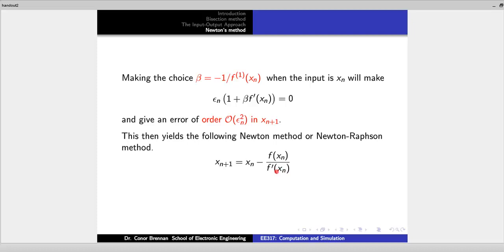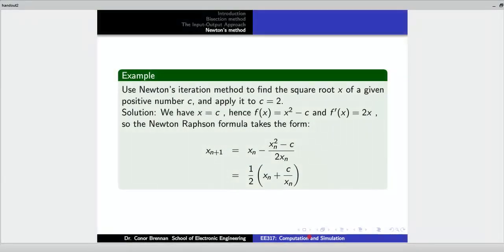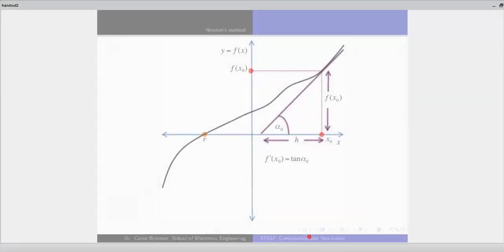Even if this is only very, very small, if it's close to 0, this would be a very large number. And the correction step from xn would be huge, and you go flying off up the x-axis towards plus infinity or minus infinity, away from the root. Okay? So that is a problem with the Newton-Raphson method that you have to guard against. You've got to be careful with that.